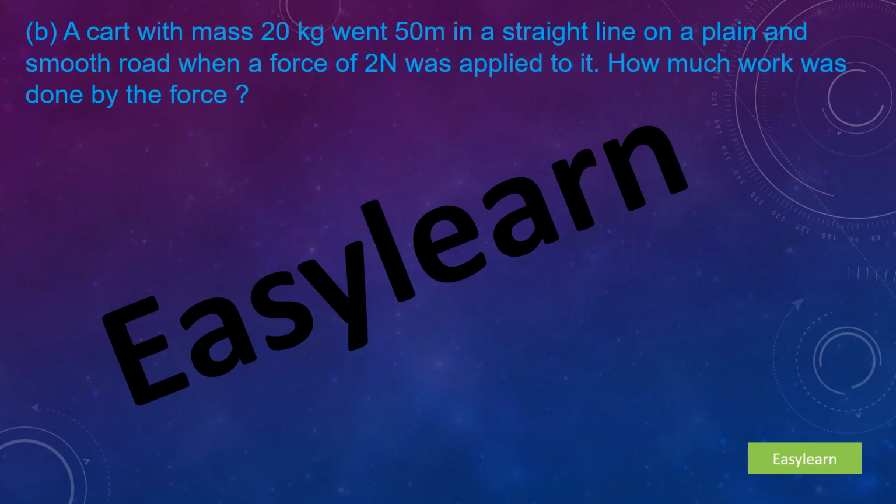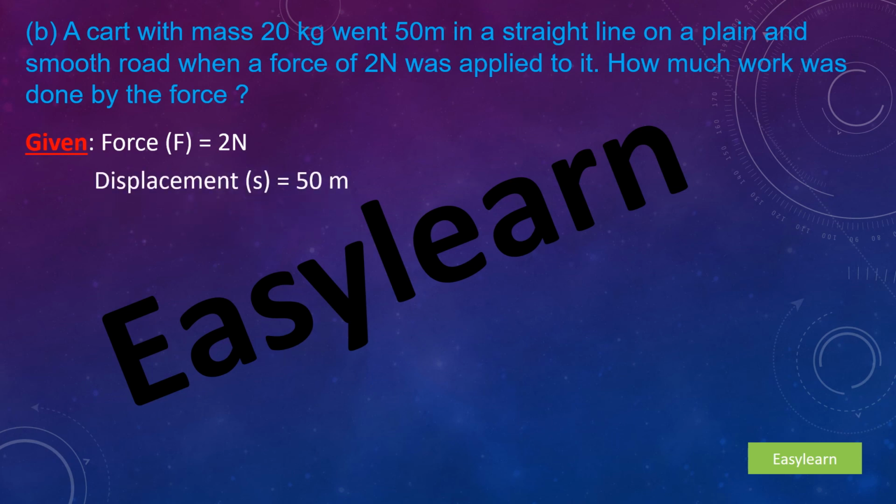A cart with mass 20 kg went 50 meters in a straight line on a plain and smooth road when a force of 2 Newton was applied to it. How much work was done by the force? Now in this case, force is given 2 Newton. Displacement is given 50 meter. We have to find work.